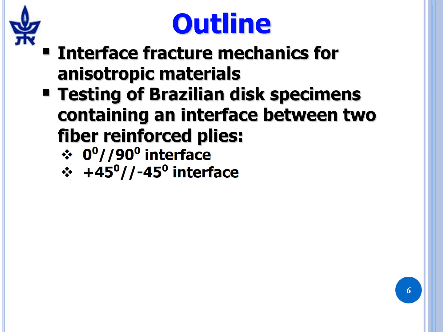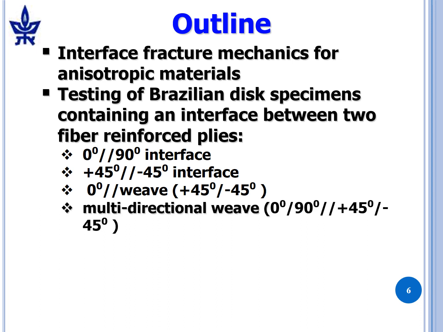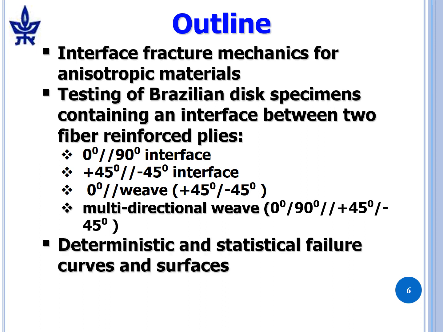We also looked at an interface with plies that were aligned plus 45 and minus 45 degrees, and I'll show you a slide later on that will explain it better than just looking at the words. Then we also had an upper ply that had fibers in the 0-degree direction, so it's unidirectional, and the bottom ply was a weave with yarn in the plus 45, minus 45 degree directions. And finally, we had a multi-directional weave with yarn in the 0, 90 degree directions and an interface, and then the ply has yarn in the plus 45, minus 45 degree directions. And so we're going to determine deterministic failure curves and surfaces, as well as statistical failure curves and surfaces, and then we'll draw some conclusions.